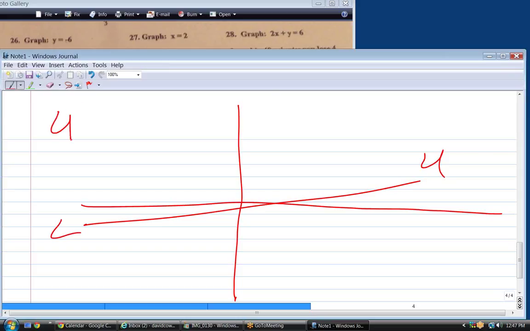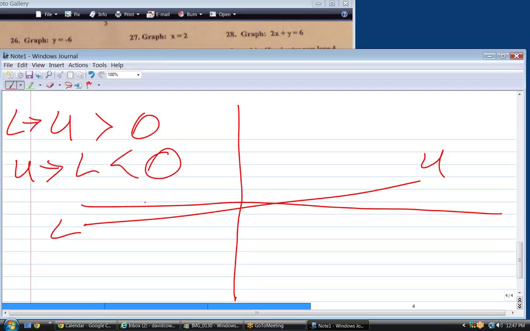In other words, L to U is greater than 0. U to L is less than 0. And all you have to always do is read left to right. Now, the only thing I don't like about this rule is the L can be mistaken for a left or a lower. But when I use it in this context, that's lower, that's upper. That's upper, that's lower. And you're always reading left to right.